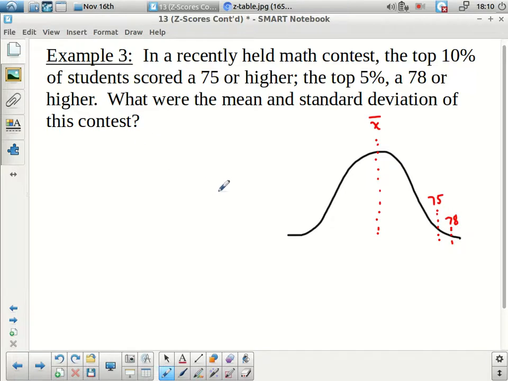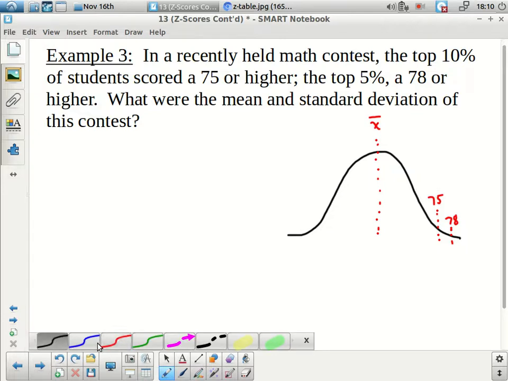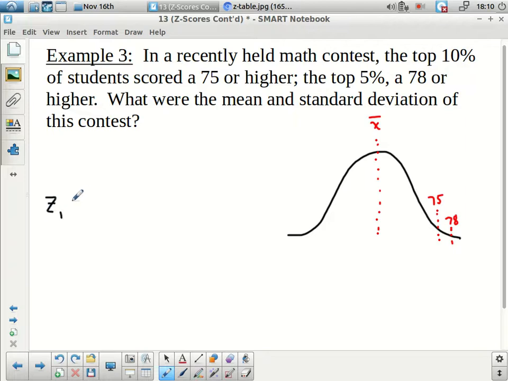One way we can approach this is to work through the system backwards. I know where this is. I can use my Z-scores to get an idea where these different values are. So for example, for 75, if I start to fill that in, 75 minus my mean over my standard deviation. And I can figure out the Z-score because it told me that was top 10%.